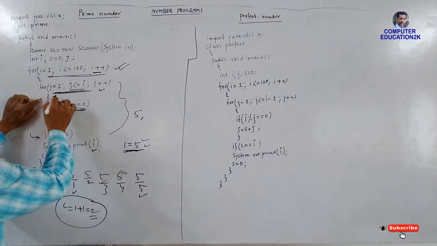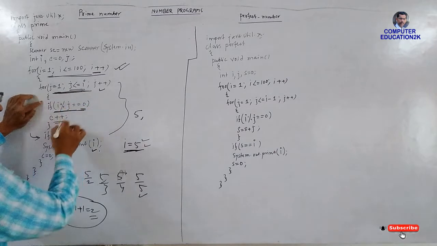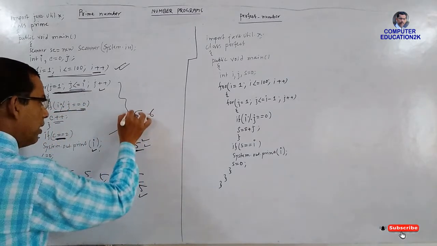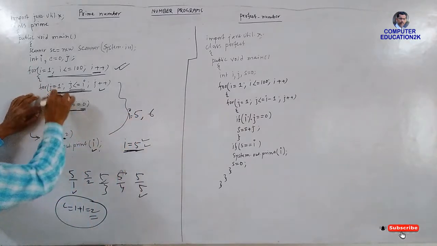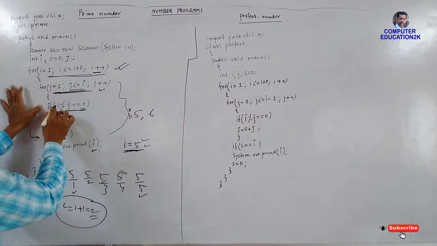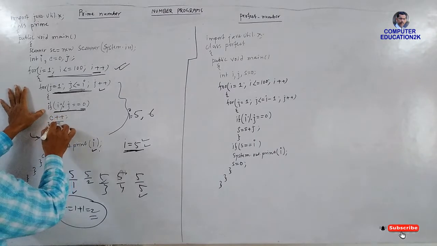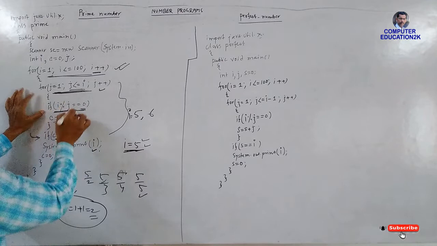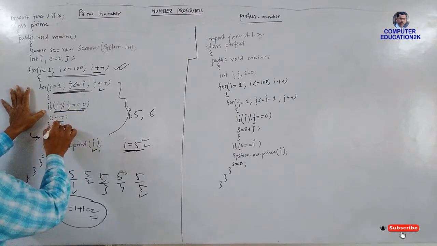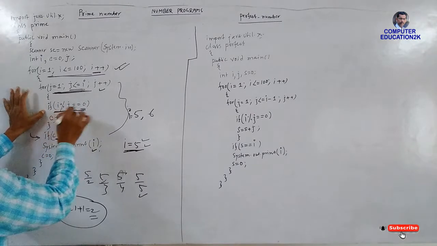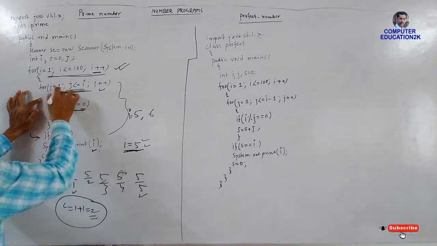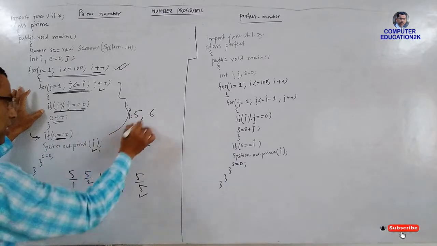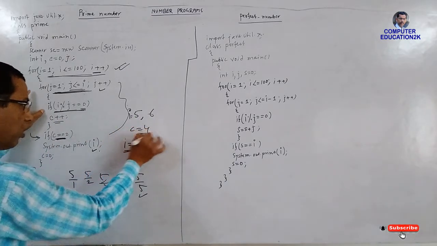Then come down, J will be 1 to 6. Okay. Then again I next time will be 6. J will be again from 1 to 6. So 6 by 1 it will go, then C will become 1. Then 6 by 2 it will go, C will become 2. Then 6 by 3 it will go, then C will become 3. Then 6 by 4 it will not go, 6 by 5 will not go, 6 by 6 it will go, then C will become 4. In case of 6, C will become 4.